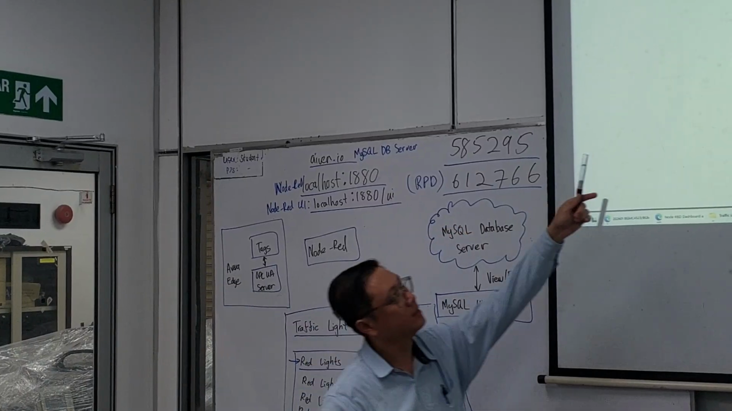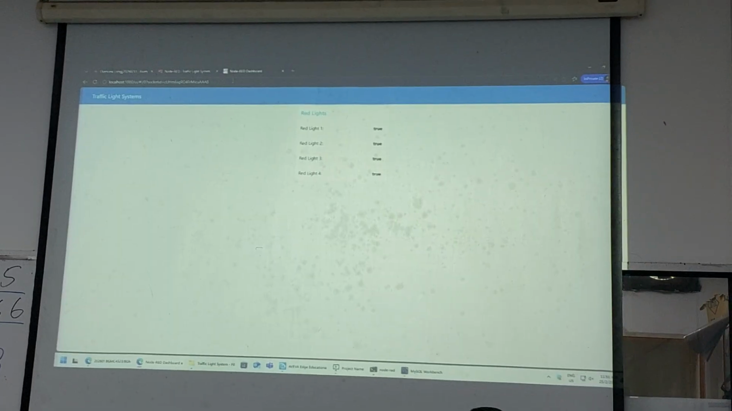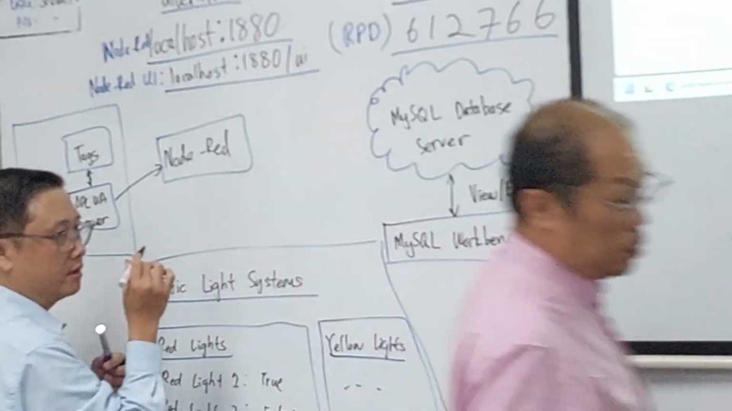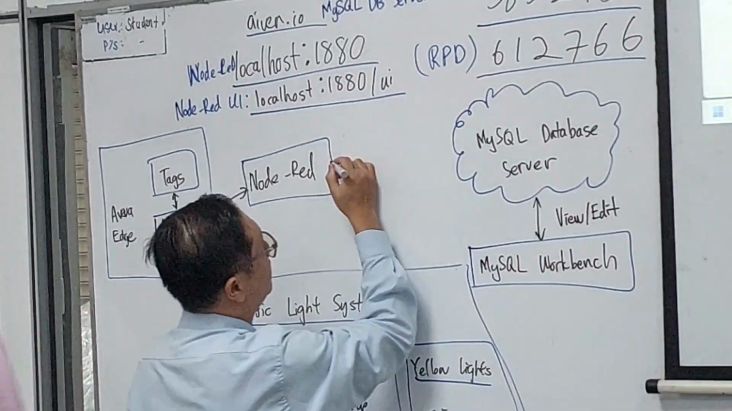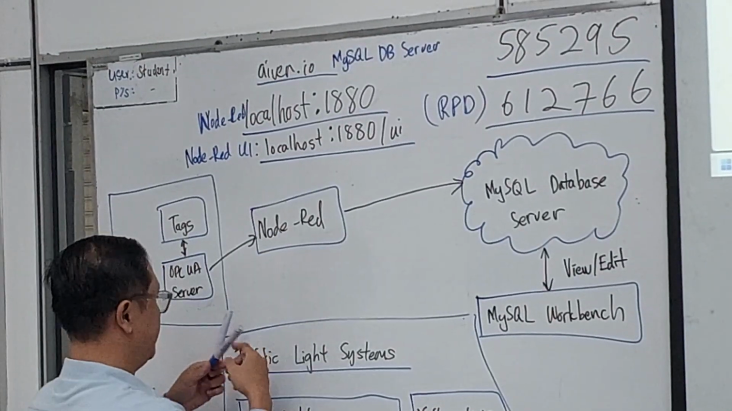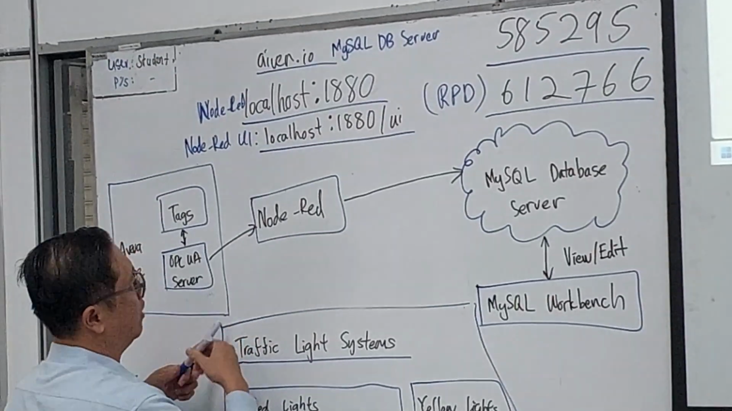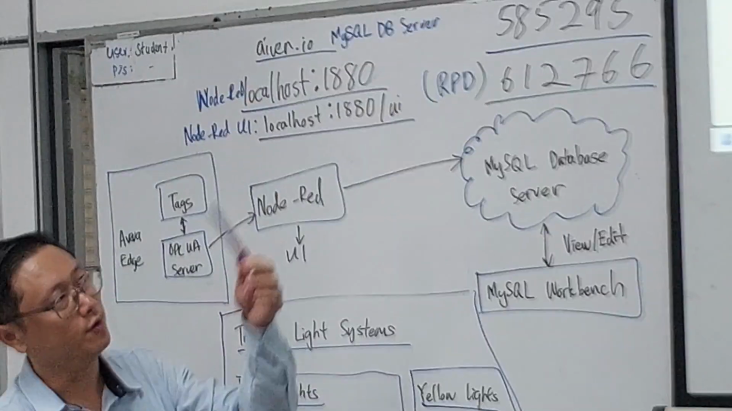So you see this red light 1, 2, 3 true, because the traffic light now is all on. Now we have this information here to the red. Inside here the red, and then we also send this to the MySQL database server. Inside here there is the UI. So this is another UI that we will send out to show this information.